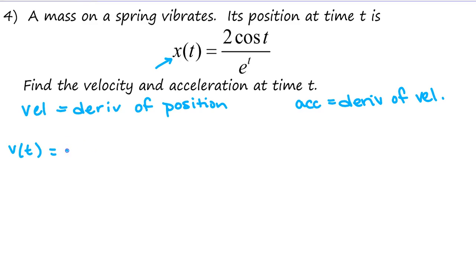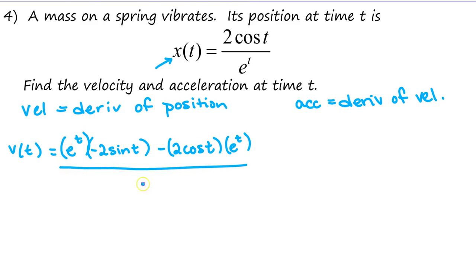So we have the bottom times the derivative of the top, and that would be negative 2 sine of t, minus the top times the derivative of the bottom over the bottom squared. Now you can write e to the t squared, and then you can use your exponent rules and multiply the exponents, and it's the same thing as e to the 2t, or you could write it as e to the t times e to the t.